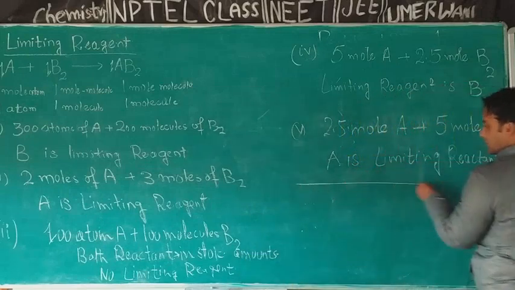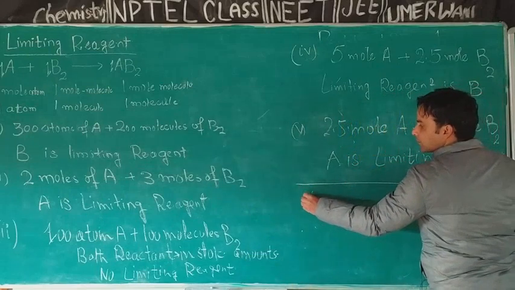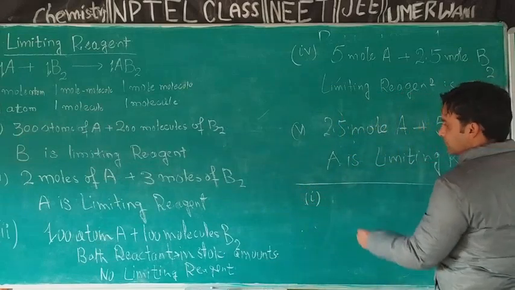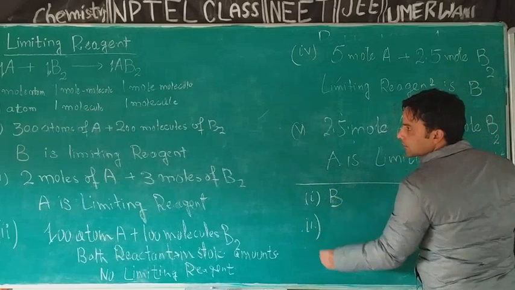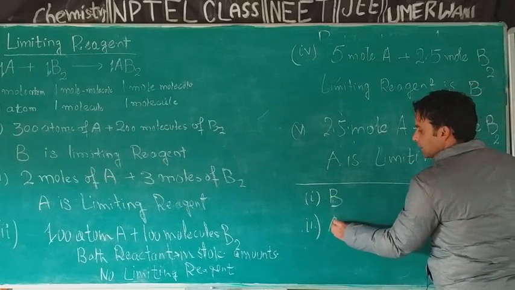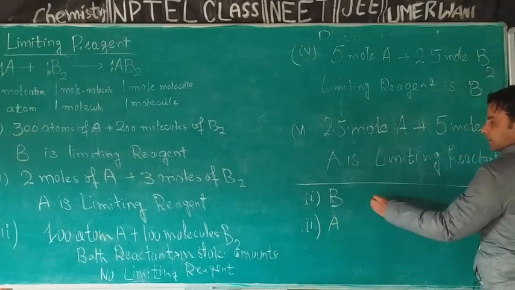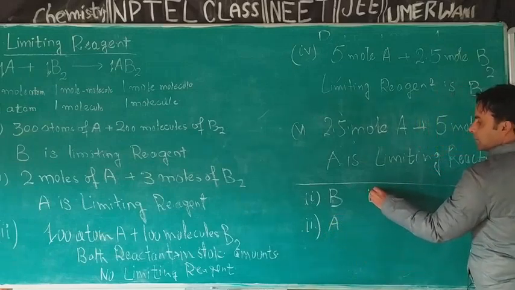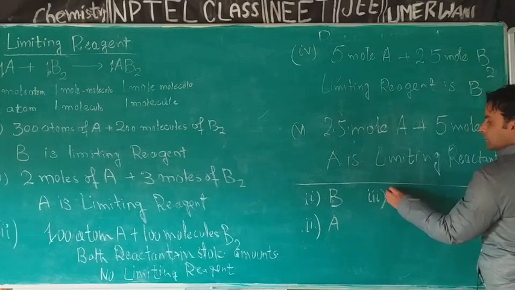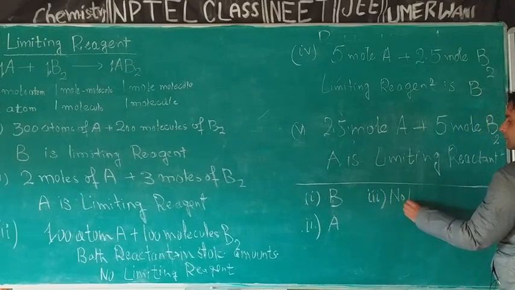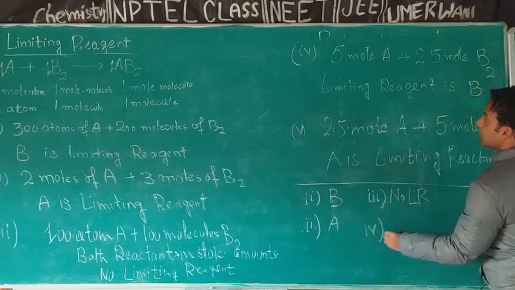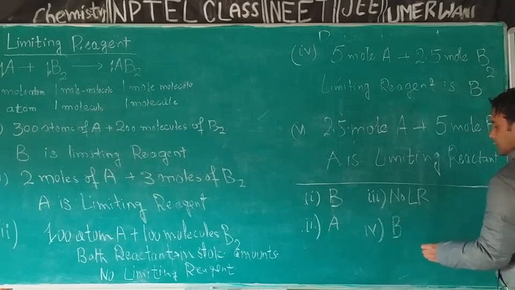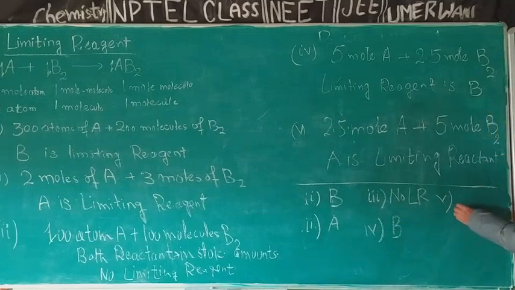I solved all the parts. For mixture first, the limiting reagent is B. For mixture second, the limiting reagent is A. For mixture third, no limiting reagent. For mixture fourth, B is the limiting reagent, and for mixture fifth, A is the limiting reagent.